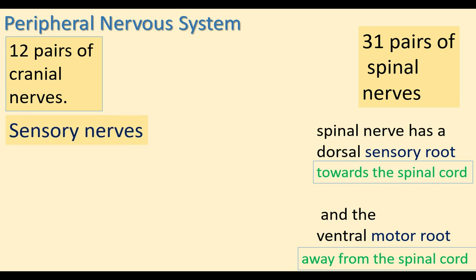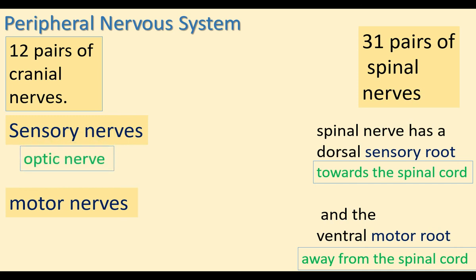In the peripheral nervous system, there are 12 pairs of cranial nerves. Some of the cranial nerves are sensory nerves and some other nerves are motor nerves. Let us see one example for a sensory nerve: the optic nerve. The optic nerve carries visual information from the eye to the brain. The visual information is the sensory information. Nerves carrying sensory information are sensory nerves. Sensory nerves carry sensory information from sense organs to the brain.